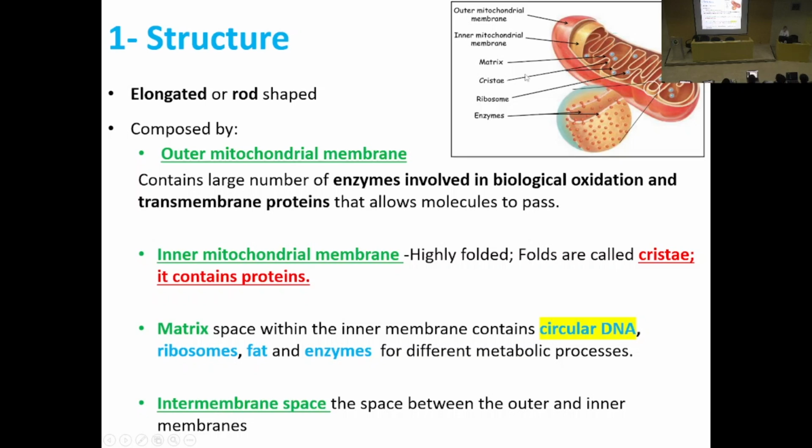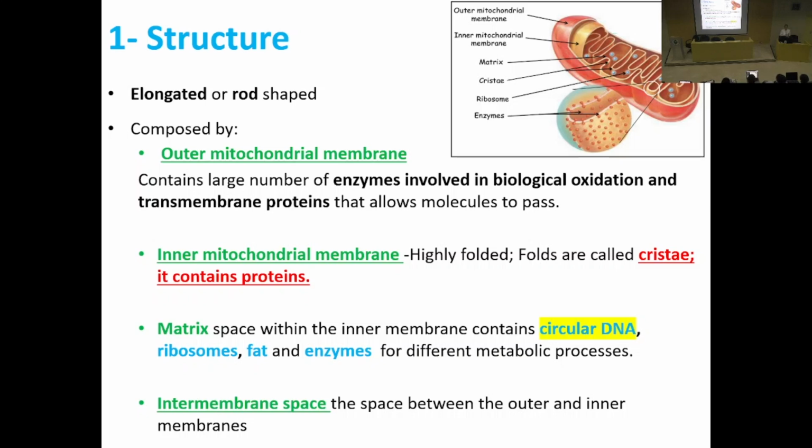Inside the mitochondria, there is what we call the matrix. It's like the cytoplasm of the mitochondria, but we don't call it cytoplasm, we call it matrix. This matrix contains proteins, enzymes, and DNA. You know that you have mitochondrial DNA.